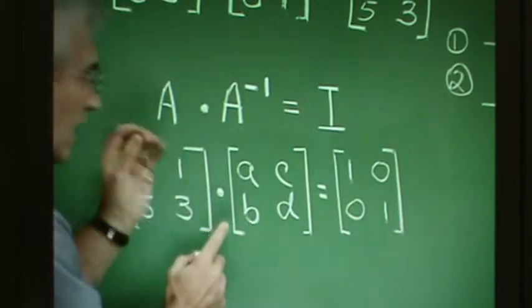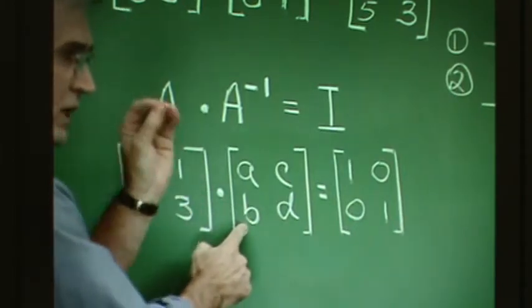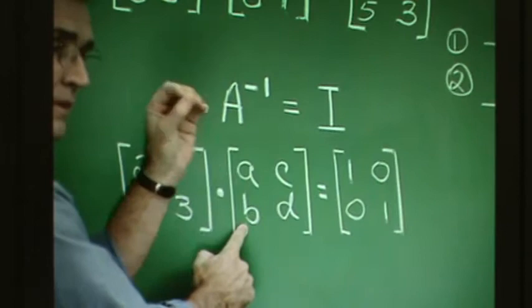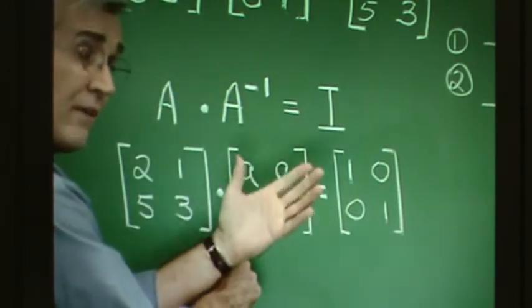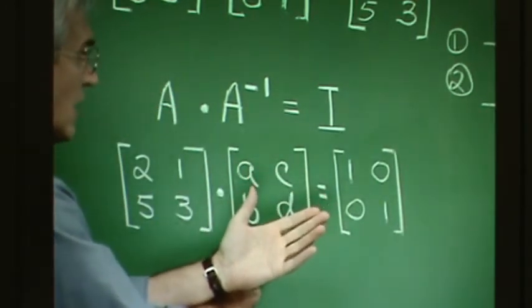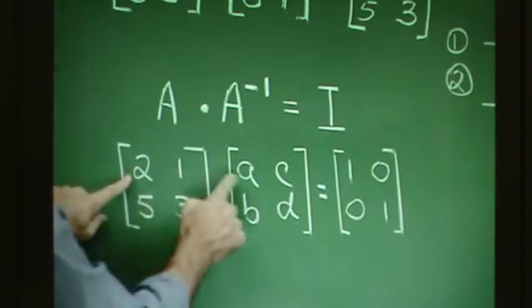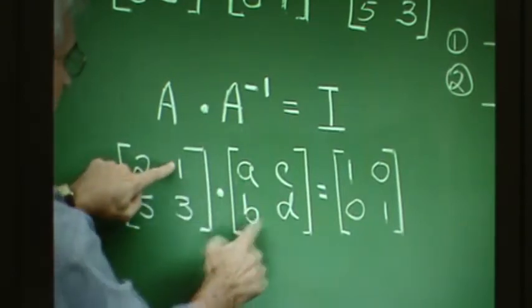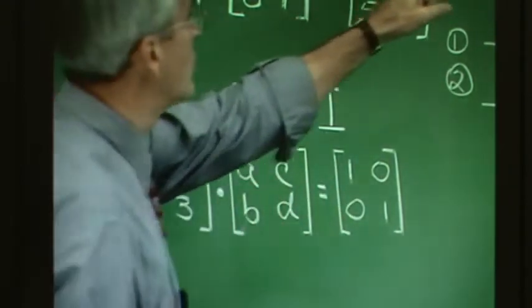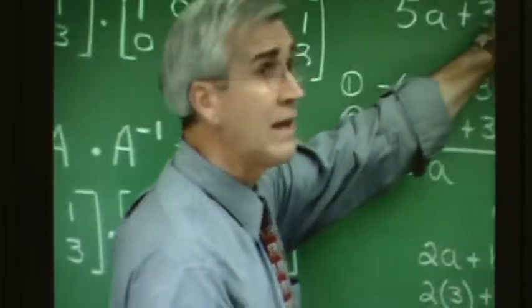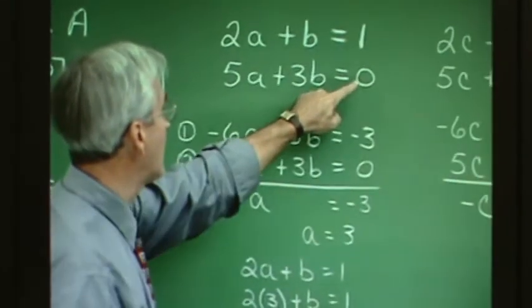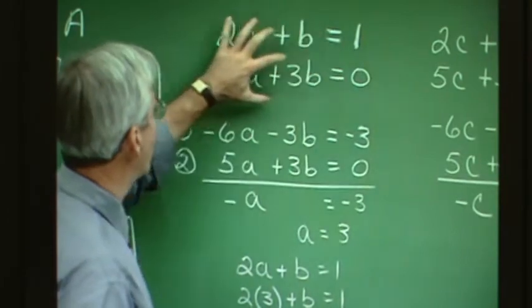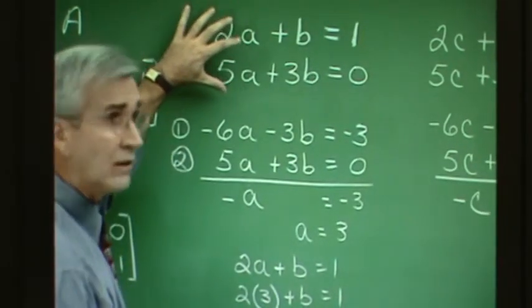Now, because they involve A and B, and we've just talked about two equations in two unknowns, we have generated a system of equations. So now that first equation, 2A plus 1B equals 1. I've written that up here. 2A plus B is equal to 1. And the other one was 5A plus 3B equals 0. So we have a system of two equations in two unknowns which we can solve.